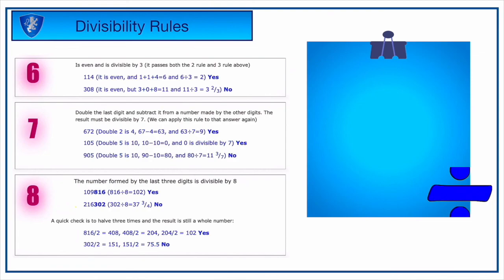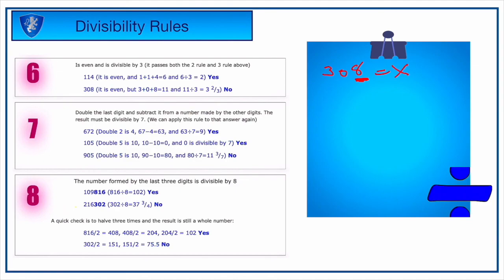But I will take the second question here, for example 308. That 308 definitely passes the 2 test. Does it pass the 3 test? For the 3 test, you add 3, 0 and 8, which gives you 11. So it definitely does not pass the 3 test. So it fails the 6 test, because it passed the 2 test, but it failed the 3 test.